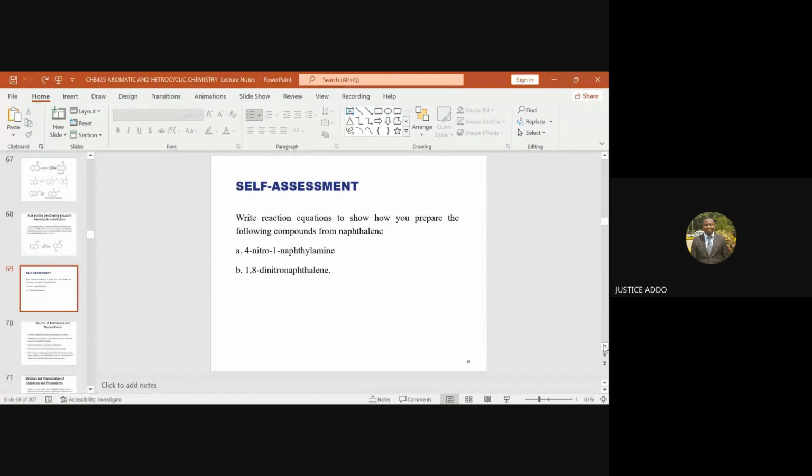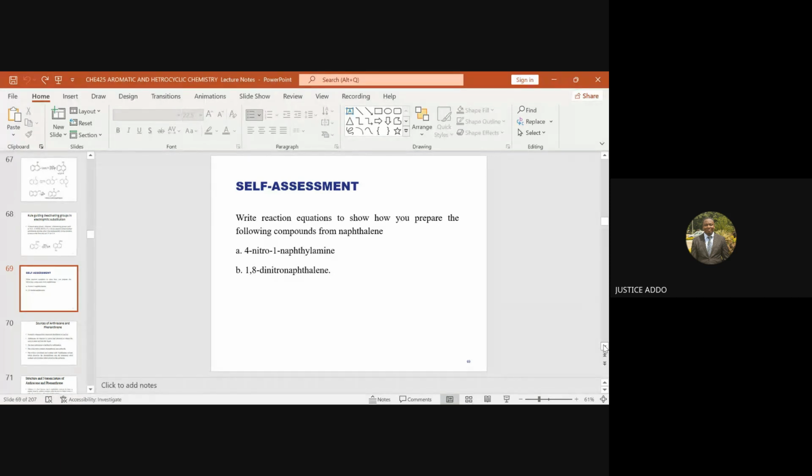So the self-assessment question here is: write reaction equations. And please, I keep on saying, pay attention to all these self-assessment questions, because you see most of them in your exams in the same way as they are being captured here. So write reaction equations to show how you prepare the following compounds from naphthalene. So if you have naphthalene, how do you prepare 4-nitro-1-naphthylamine?